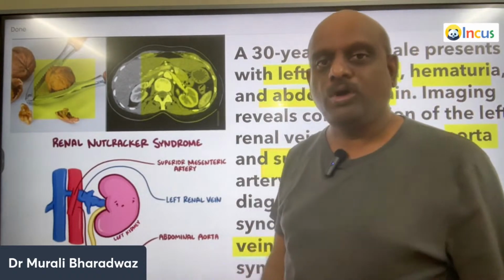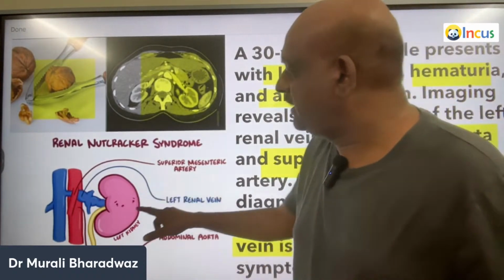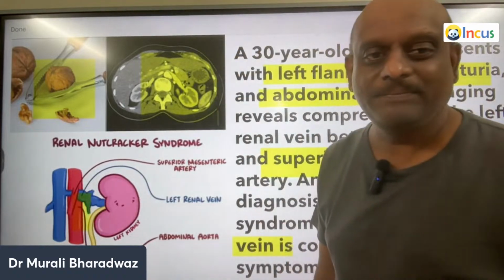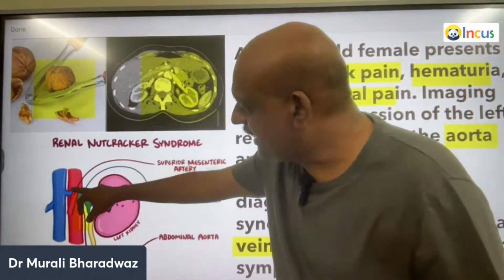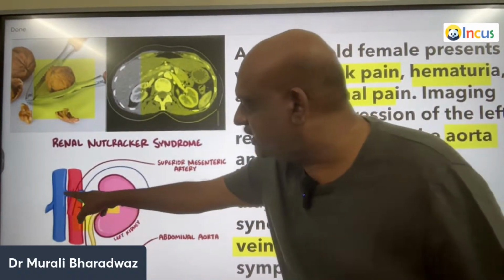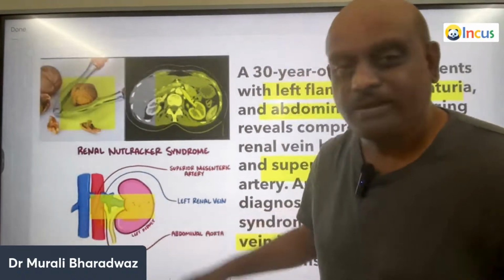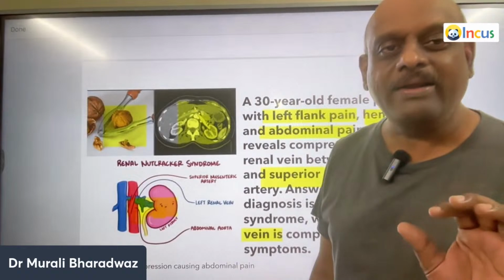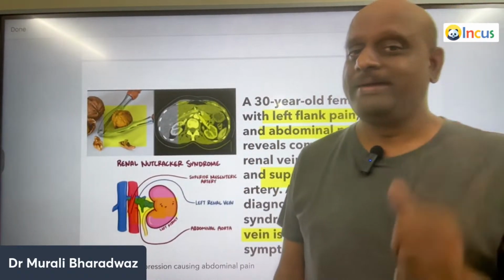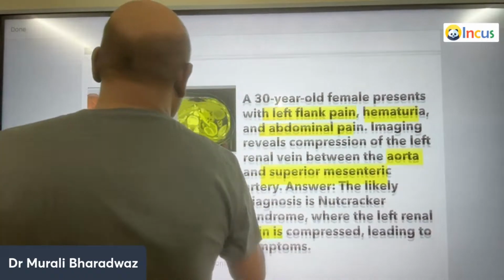Another way of looking at it is, this is the superior mesenteric artery, right? And this is the aorta. Between the two, the left renal vein, which is trying to reach out to the kidney, is the one which is being compressed in nutcracker syndrome, is what you have to understand.